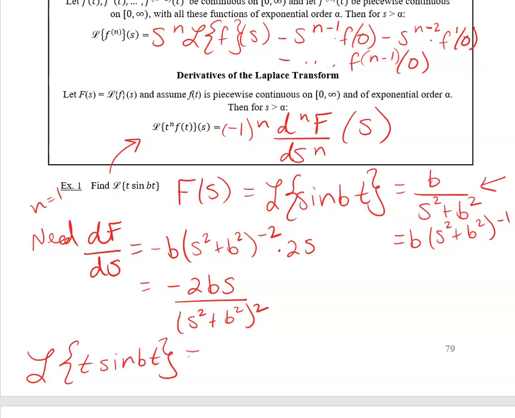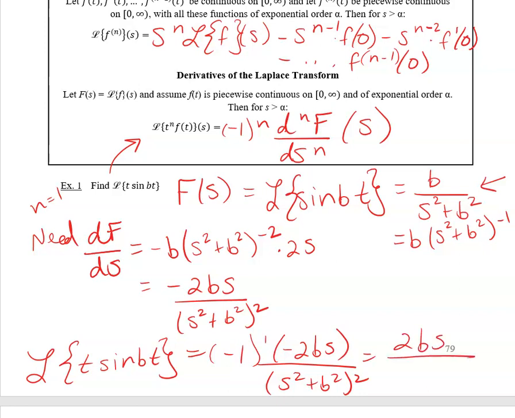So what this property says is the Laplace transform now of t times sine of bt is going to be equal to negative 1 to the nth power, n is 1 of course, so negative 1 to the first power times the first derivative, which I just computed. So that was negative 2bs over (s squared plus b squared) to the second power. And of course, just clean that up a little bit. We get 2bs over (s squared plus b squared) to the second power. And that's going to be our Laplace transform for t sine of bt.